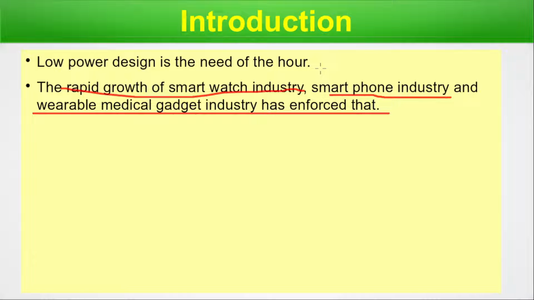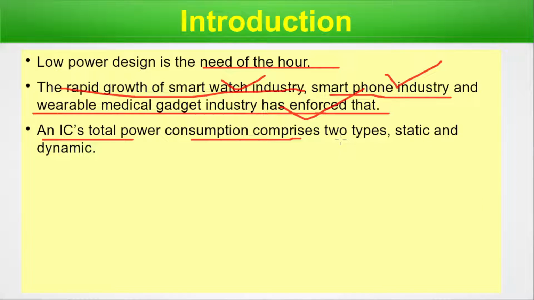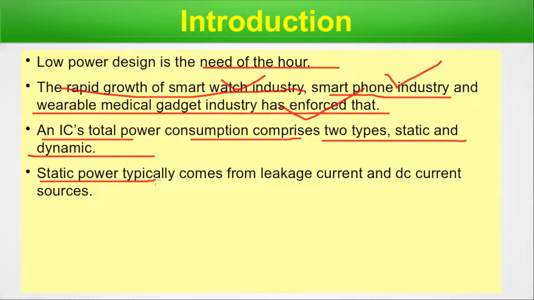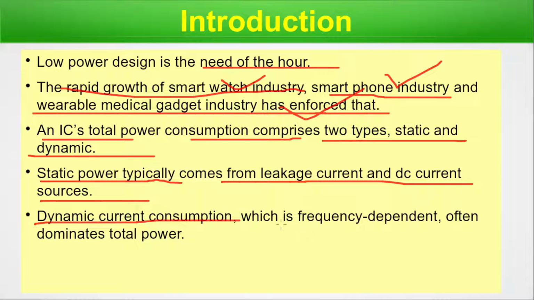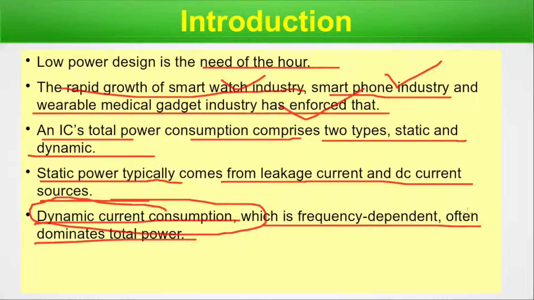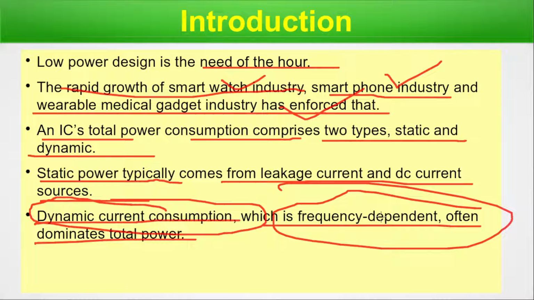This is what we just talked about. Why is it needed? Because all these things are now with almost every alternate person you find. An IC's total power consumption comprises two types, static and dynamic. This is the broad category. Static power typically comes from the leakage current and DC current sources. Dynamic current consumption, which is frequency dependent, often dominates the total power. So the dynamic power is mostly dissipated when the device is operated at high clock frequency. That means it's in its digital mode of operation, or it's in action.